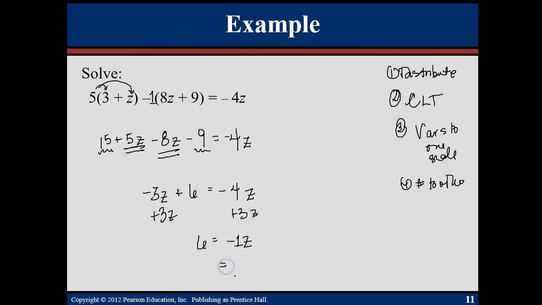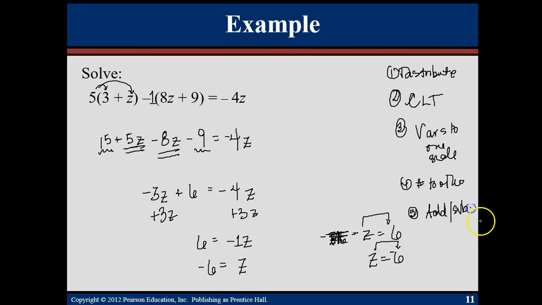Well, you can think about it two ways. You can think about taking the opposite. Well, if negative z is equal to 6, then positive z has to be equal to a negative 6, right? Because they're just changing signs. Or you can think about dividing both sides by a negative 1 or multiplying by a negative 1. But this time we didn't have anything to add or subtract. So we are all done.